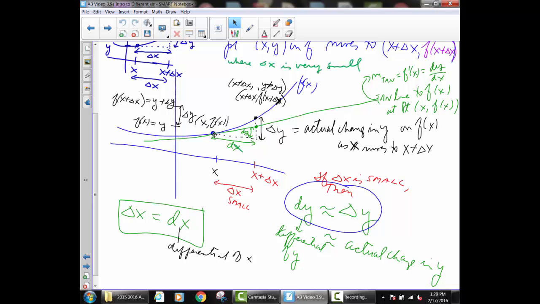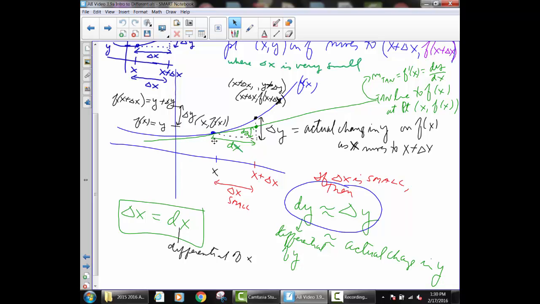Now, if you look at the height of this point, which is at a height of y, or f of x, and the height of this point, which is f of x plus delta x, it means it's the height y, which is the height we were at here, plus this extra height here, delta y. So delta y is the actual change in y on the graph of f of x, as you move from the point where x equals x to the point where x equals x plus delta x. So that's delta y.